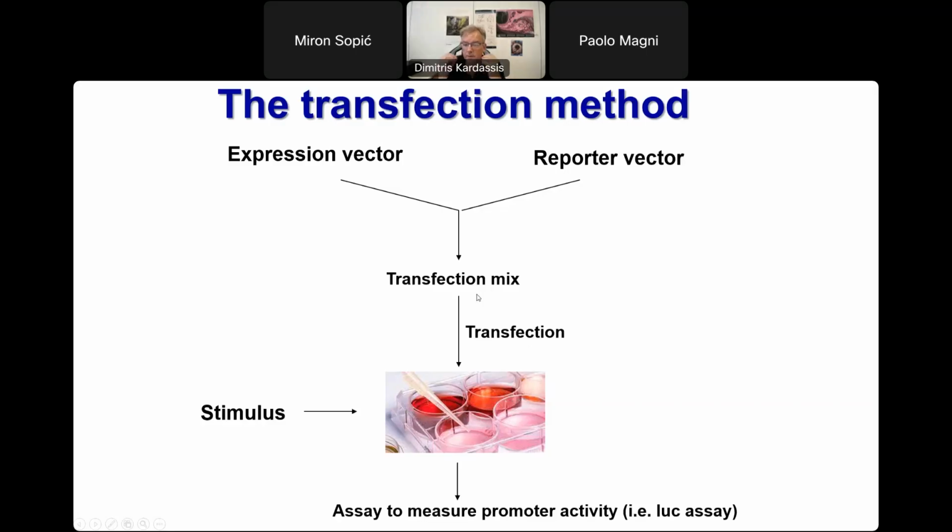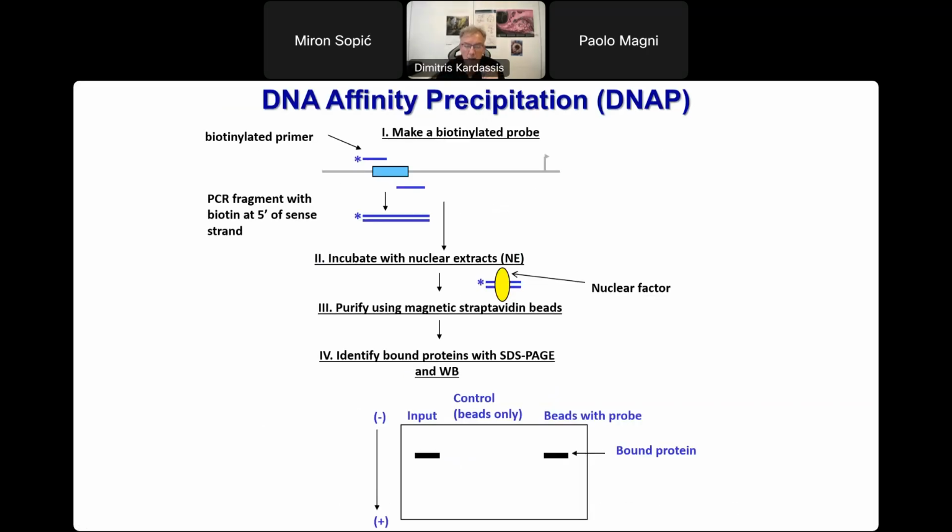Okay, so we do the transfection, we put the DNA into the cells, we leave the cells for about 16 to 24 hours, and after that, we lyse the cells, we take the extract, and we do the luciferase assay. Now, in order to study protein-DNA interactions and see whether a specific regulatory region binds a transcription factor, we can use two techniques. One is in vitro and the other is in vivo.